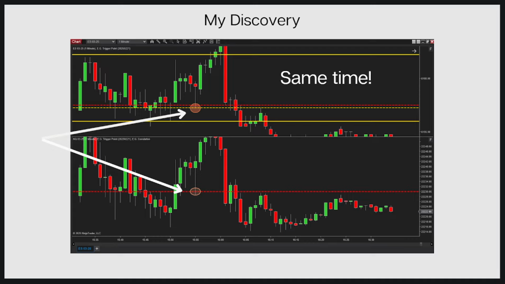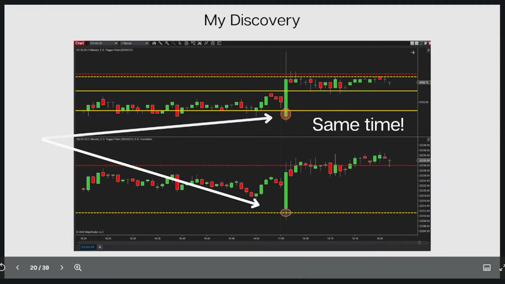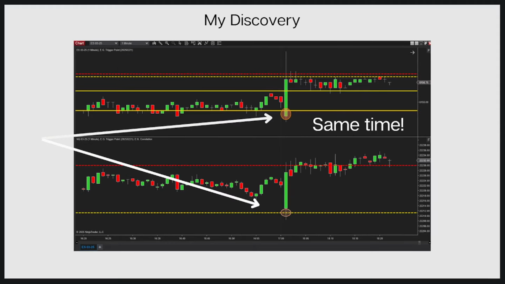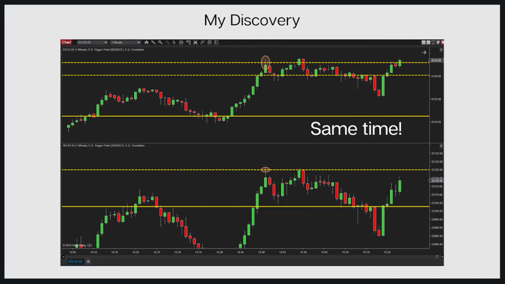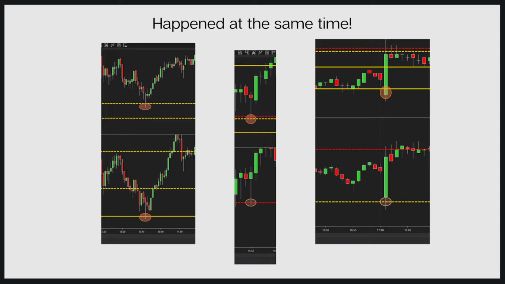Here is another example. You can see a strong, beautiful reaction happened at the same time on our trigger point. Here is another example. Same time, guys, 1 minute time frame. Another example, same time, 1 minute time frame. It was fascinating. Many examples. So I decided to develop an indicator that at least presents me these opportunities.